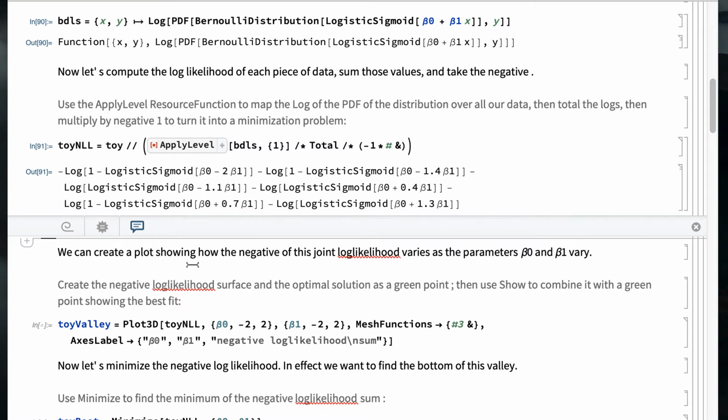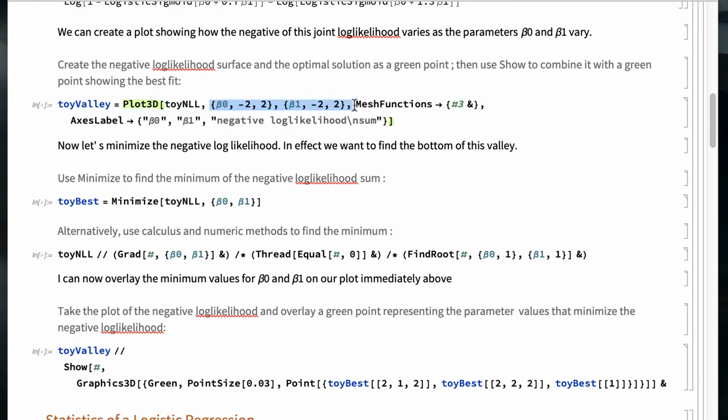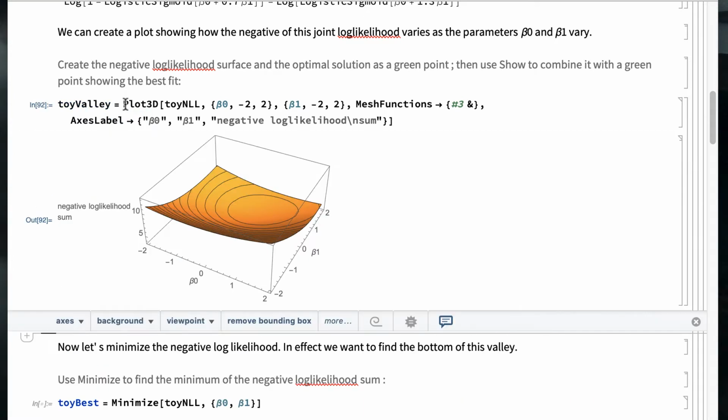Now, what I'd like to do is show you what a surface looks like. What does it look like when I plot this for different values of beta 0 and beta 1? We can do that using the Plot3D command. Here's the range I'm going to let the betas vary over, and this is just some cosmetics code to make it look attractive, and I'll call my plot Toy Valley. All right, so there it is, and you can probably see that to minimize the log likelihood, we kind of want to be over there.